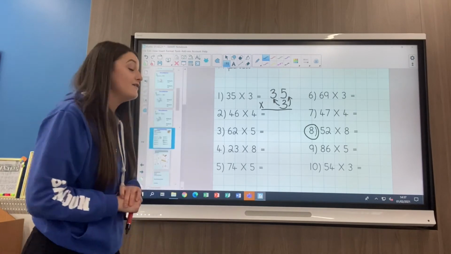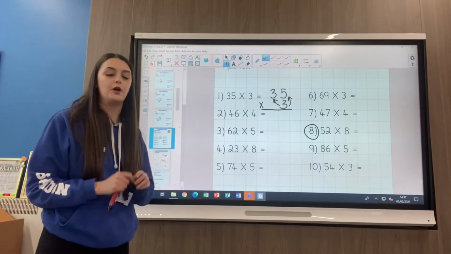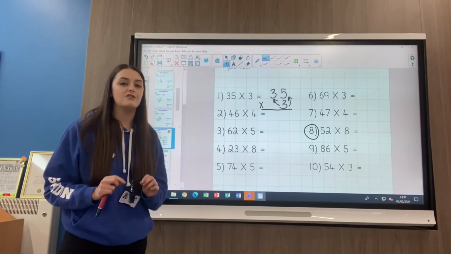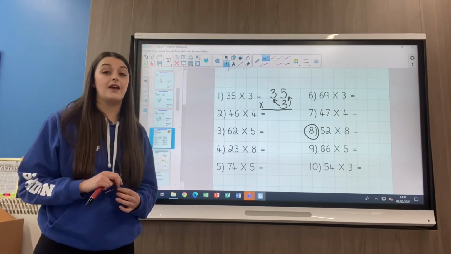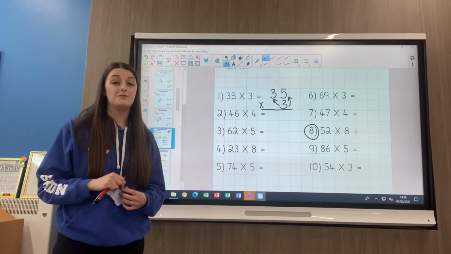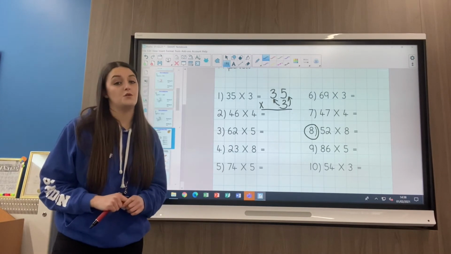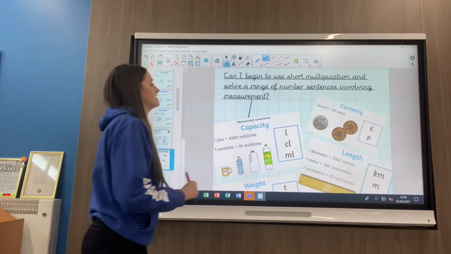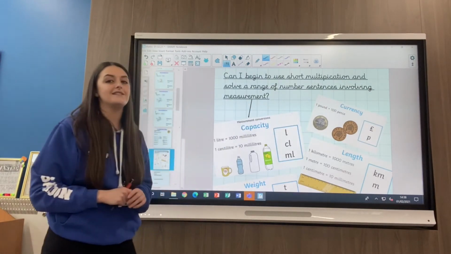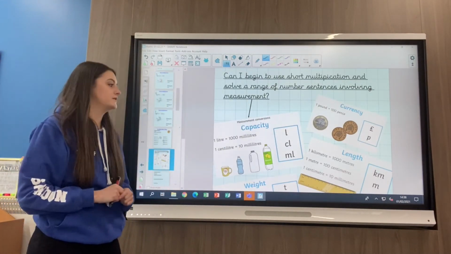Okay, so hopefully you have completed all of these in your purple books and you'll be sending lots of pictures in, okay? Don't worry if you struggled a little bit year 3, because we'll be revisiting this and doing it again when we come back to school. So the second part of our learning question today was to solve a range of number sentences involving measurement.